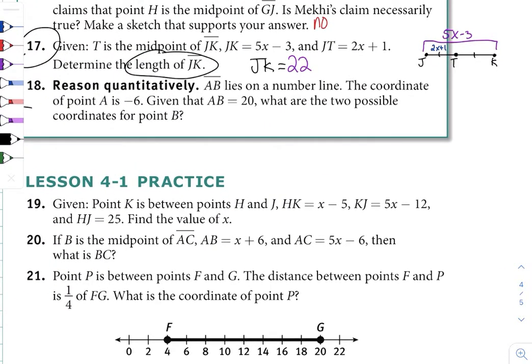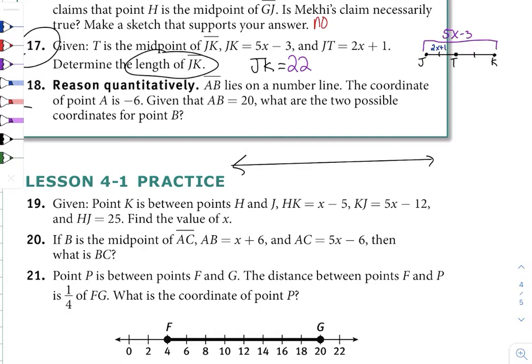18. AB lies on a number line. The coordinate of A is -6. So let's make some random number line here. They tell us A is -6. So I'll go ahead and put A in here. It doesn't really matter where I put it. I put it in the middle because I don't really know where I'm going from here, so I want to make sure I have room. AB is 20. So we want to know the two possible coordinates for B.